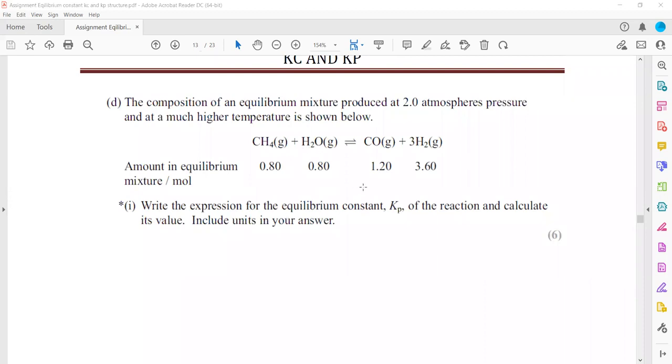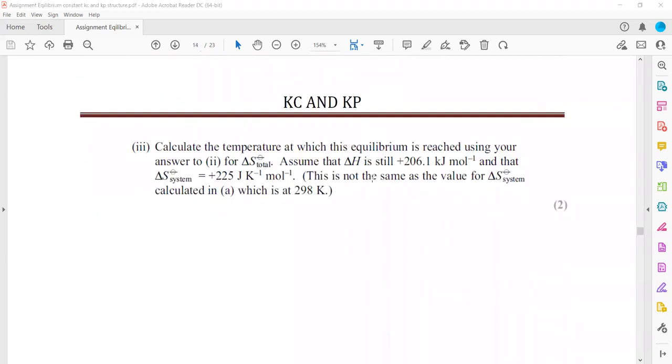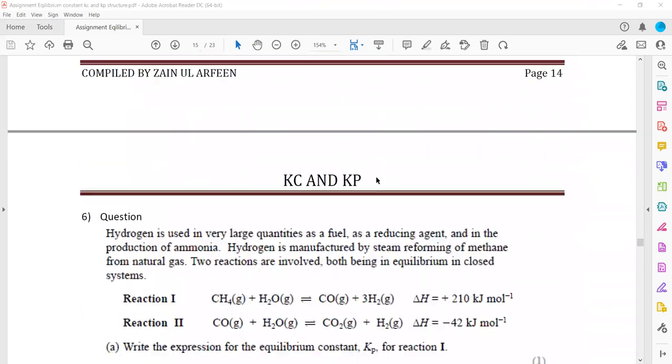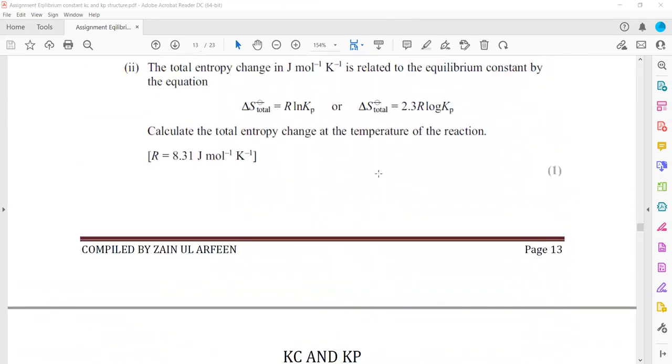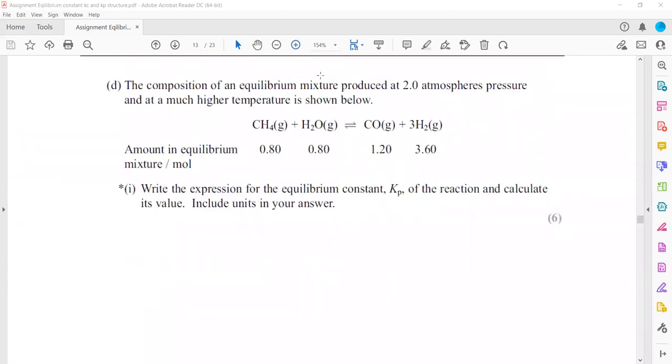Then we have the expression for Kp. So quickly, I'll go through this. Just write an expression for Kp. Here, Kp will be products over reactants, and then calculate. The total pressure is 2. So we'll find the partial pressures. How do we get the partial pressure of methane? Moles of the gas divided by the sum of the moles, the total number of moles, so we add the moles of the reactants and products, and multiply by the total pressure.